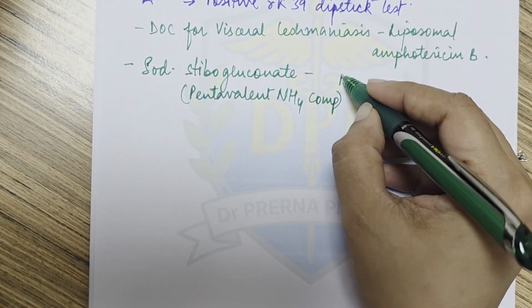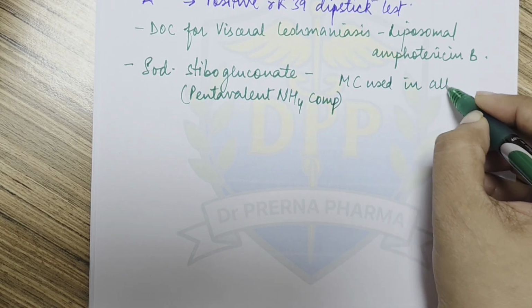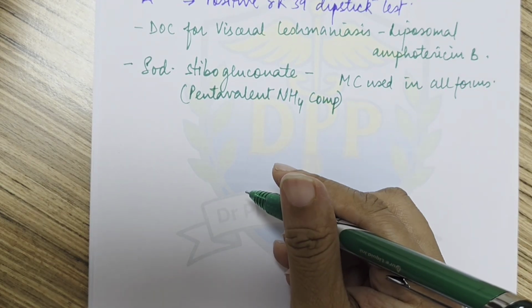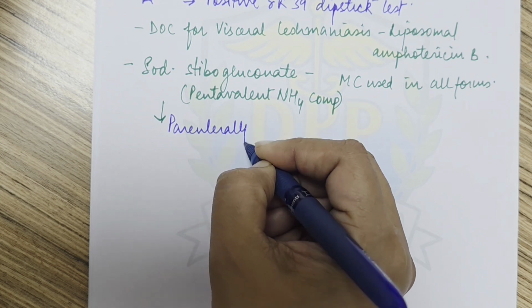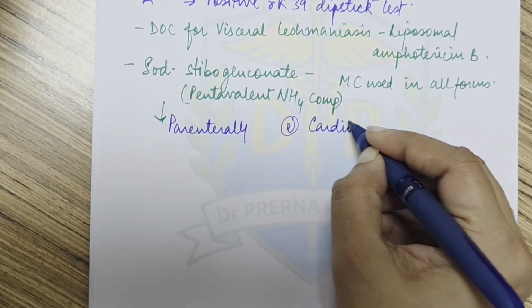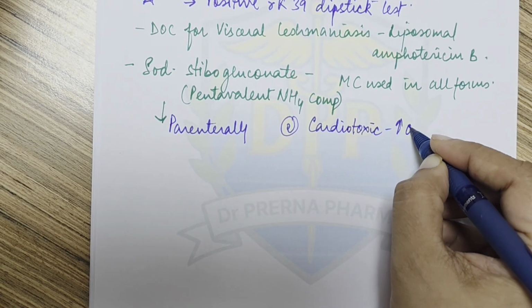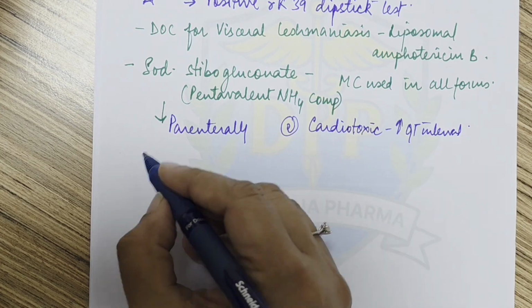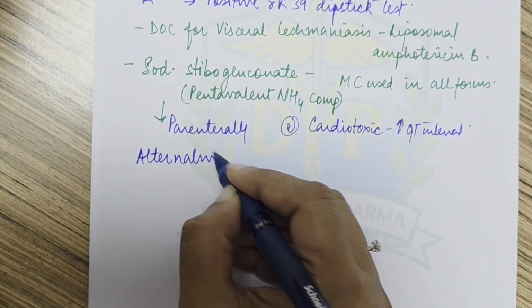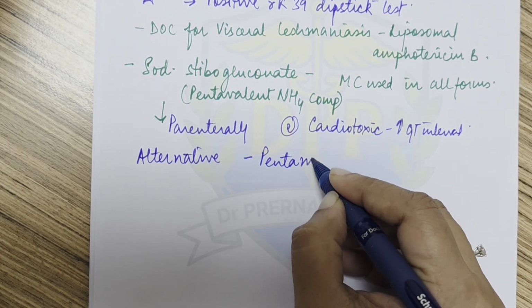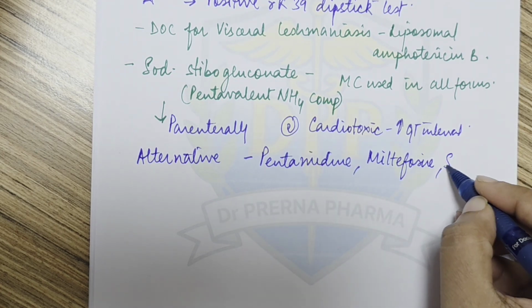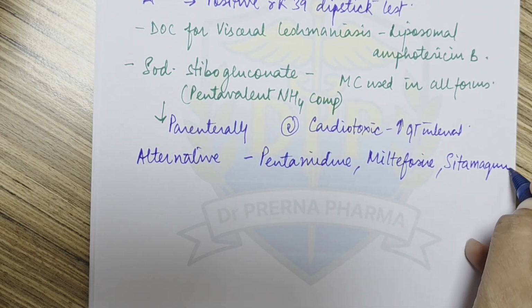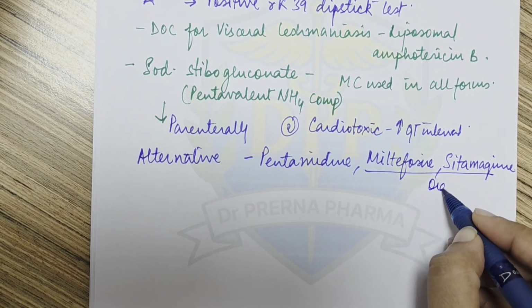This is the most commonly used treatment in all forms, cutaneous, mucocutaneous and visceral. But this is administered parenterally only. And second, this is a cardiotoxic drug. So what it does is it increases the QT interval. Right? Alternative treatment we have pentamidine, we have miltefosine, and we have sitamaquine. Right? These two drugs can be given orally also.